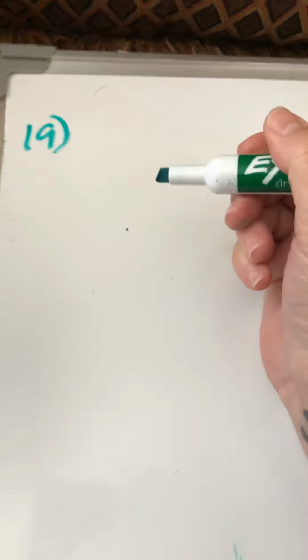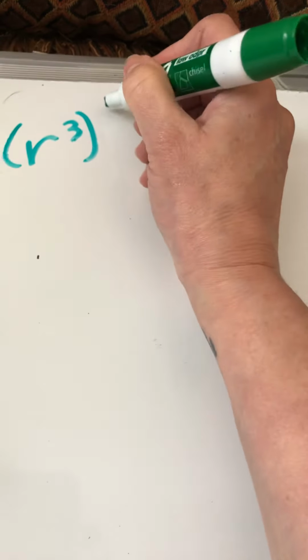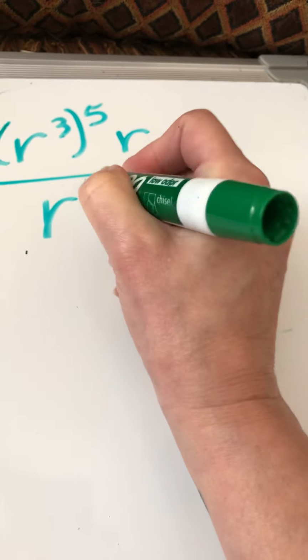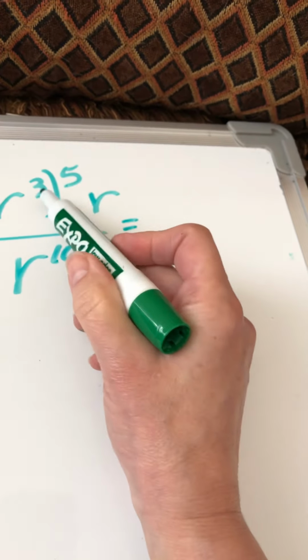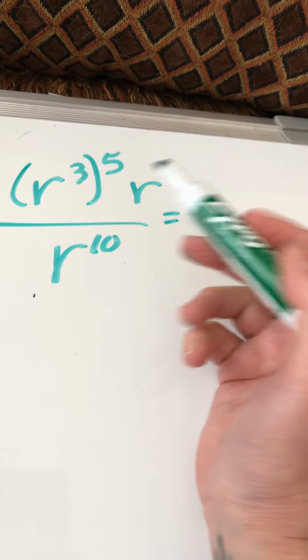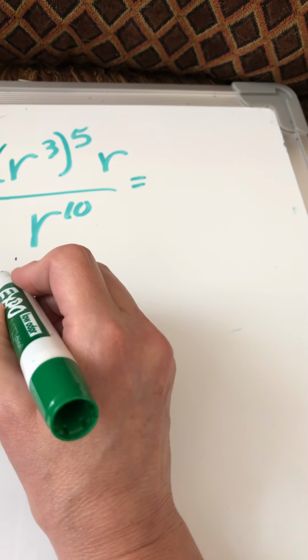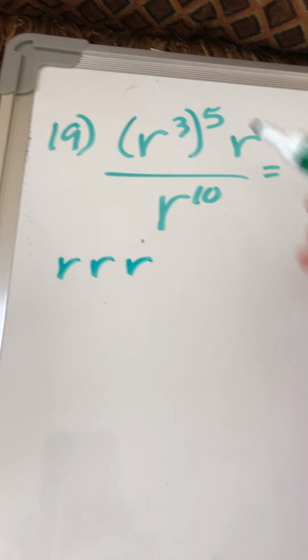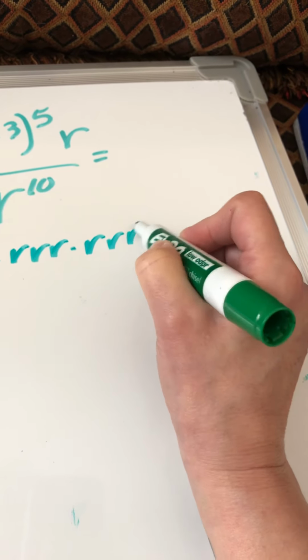Okay, I did 17 already. 19, just 19 and 20 left. 19 says r to the 3rd, all to the 5th, times r over r to the 10th. Okay, so just write out what these mean. Like r to the 3rd power, specifically. There's r to the 3rd power, right? But it says I need 5 of them, so I'm going to need 2, 3, 4, 5.